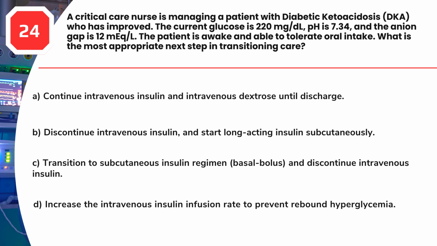A. Continue intravenous insulin and intravenous dextrose until discharge. B. Discontinue intravenous insulin and start long-acting insulin subcutaneously. C. Transition to subcutaneous insulin regimen, basal bolus, and discontinue intravenous insulin. D. Increase the intravenous insulin infusion rate to prevent rebound hyperglycemia.